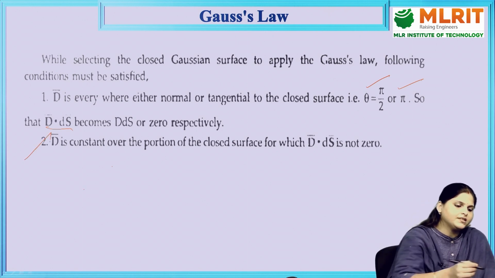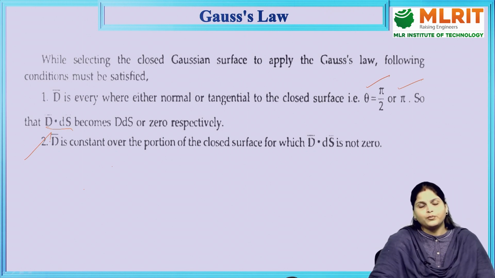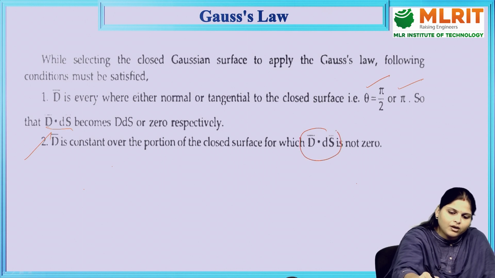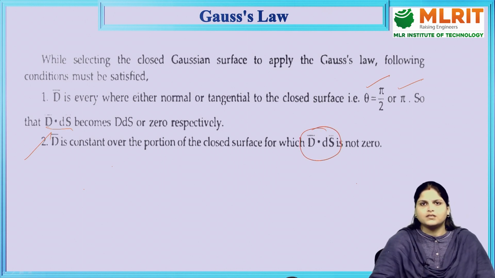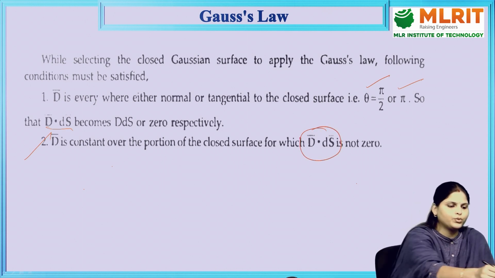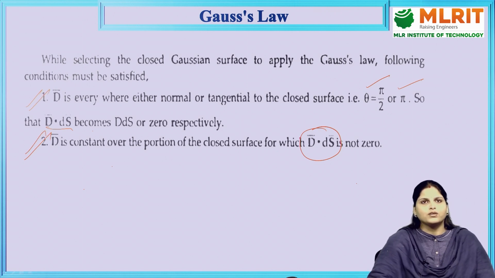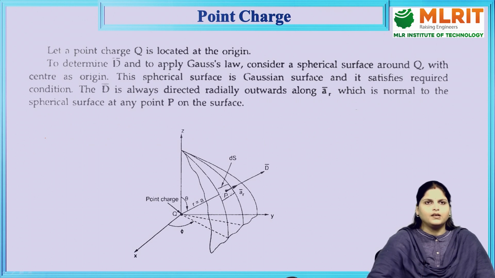The second condition is that D is constant over the portion of the closed surface, for which D dot dS is not 0. So these two conditions must be satisfied when we are applying Gauss law. Now let's see the derivation.